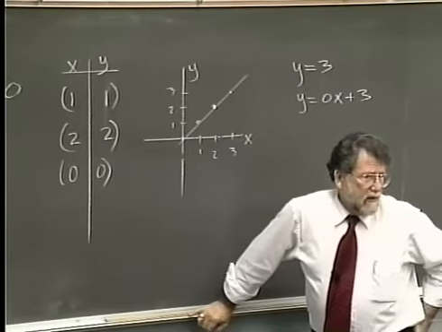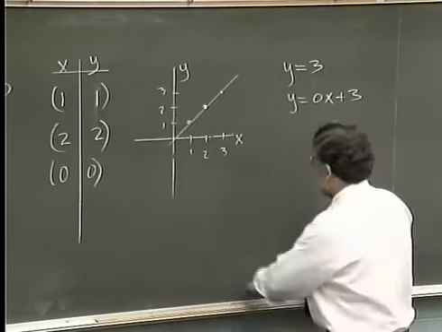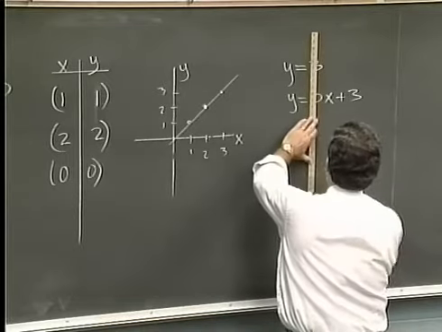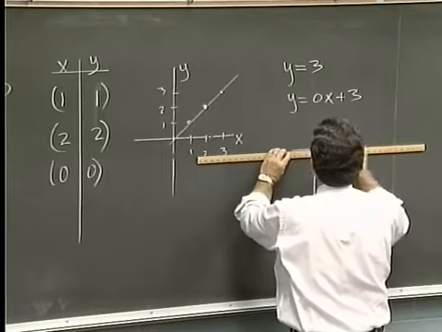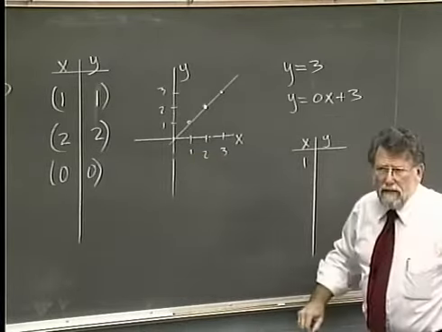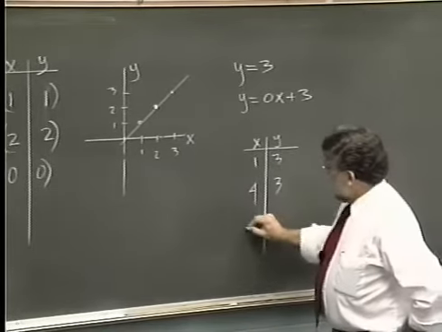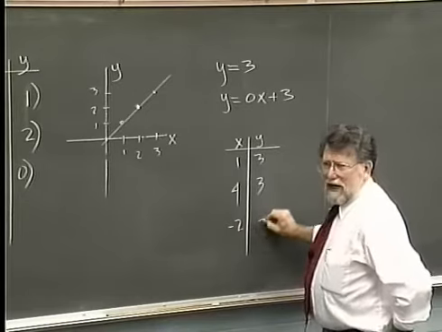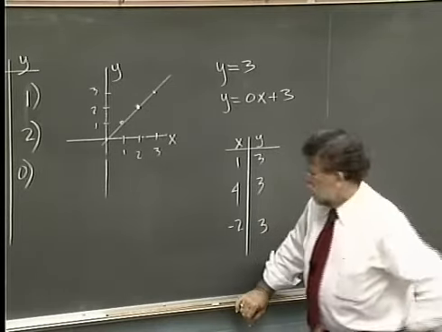No matter what x is, 0 times x is 0. It's just a missing term. But if I look at my same table now with this, it was a little bit disconcerting if you don't have x, and you're saying, well, what do I do? I take x at 1. What's y? 3. X is at 4. What's y? 3. X is minus 2. What's y? 3. I don't care what x is. Y is 3. Y is always 3.